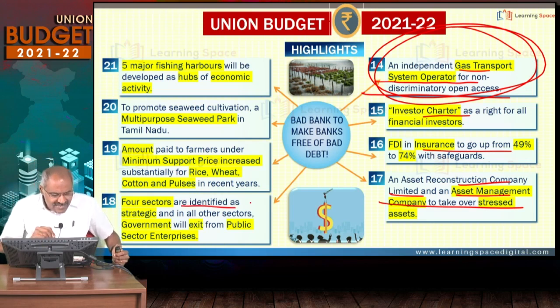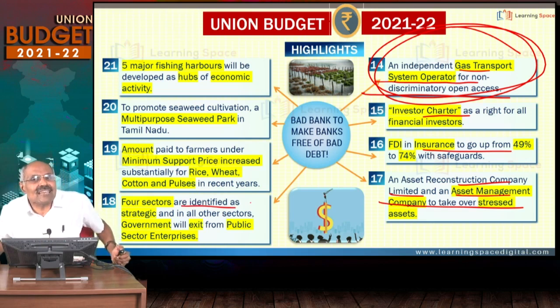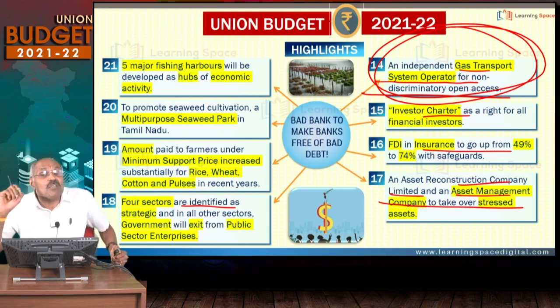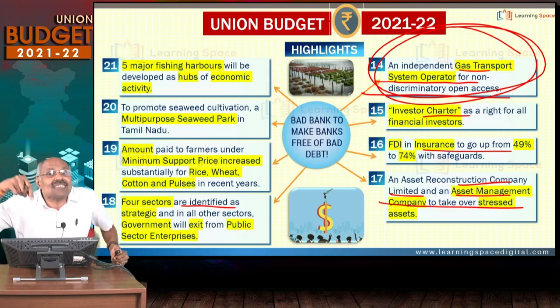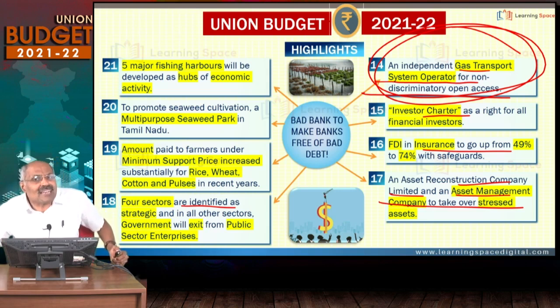Then 4 sectors are identified as strategic. Finally, now the government identified what are the strategic sectors. In the strategic sectors, say defense, say space, the presence of public sector undertakings will be there, but minimum. Please don't forget, the government identified 4 sectors as strategic, and in those strategic sectors, public sector enterprises will be kept to the minimum possible, and in all other sectors, government will exit from the public sector enterprises.